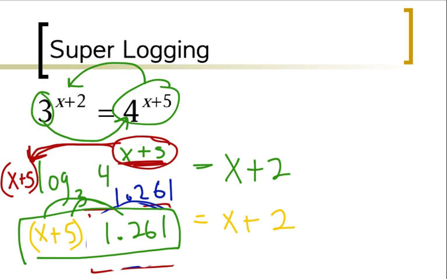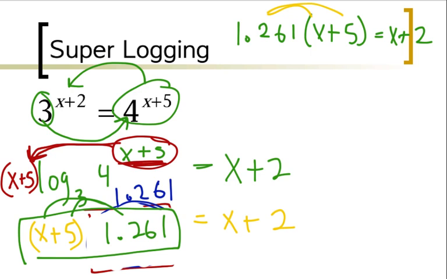So let's write it up top. I've got 1.261 times x plus 5 equals x plus 2. So now I need to distribute in here, and I get 1.261x plus whatever 5 times that is, and that should give me 6.305, and that's still equal to my x plus 2.